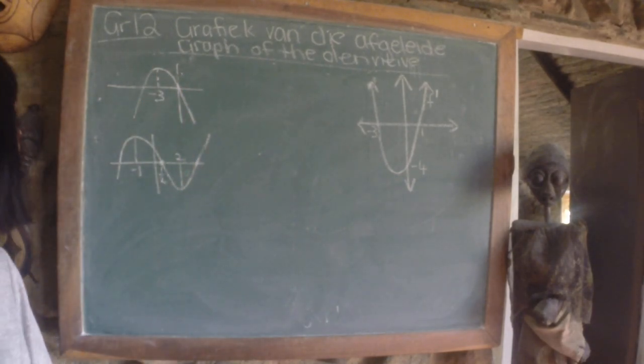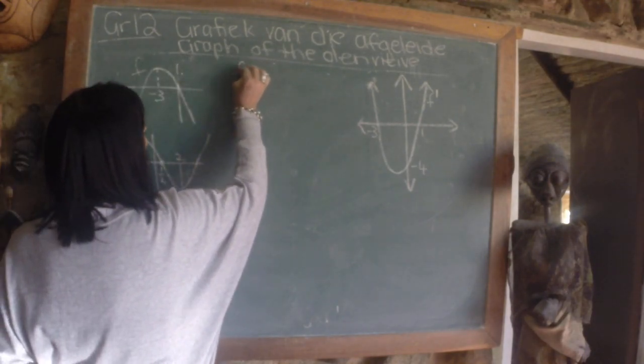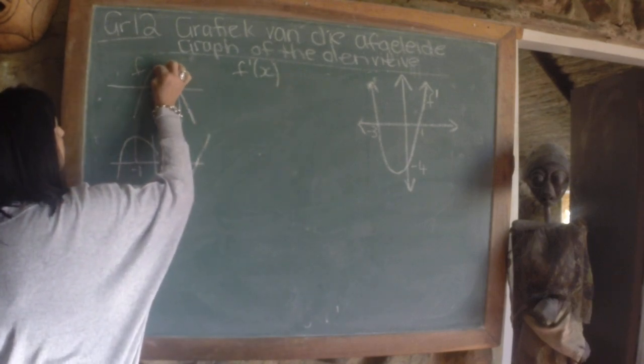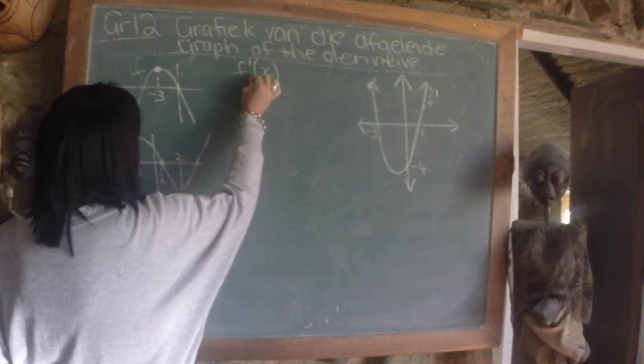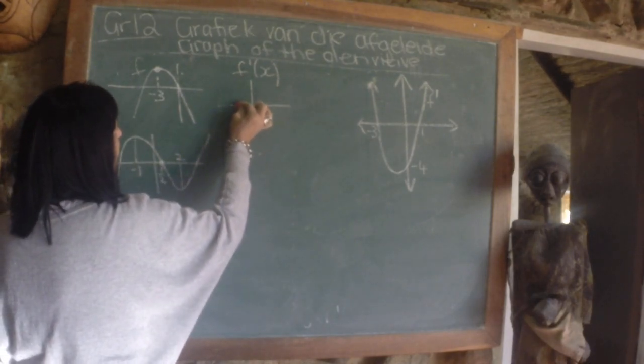Nou goed, uit die kennis wat ons het, is hierdie funksie f is, en ons moet 'n skets gaan maak van die afgeleide van hierdie funksie. Dan het ons een waarde daar, ons weet die x-waarde van die draaipunt is -3. Dit is dan ons x-afsnit. So, ons x-afsnit is dan -3.